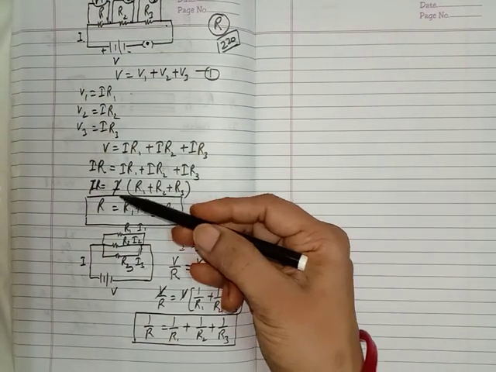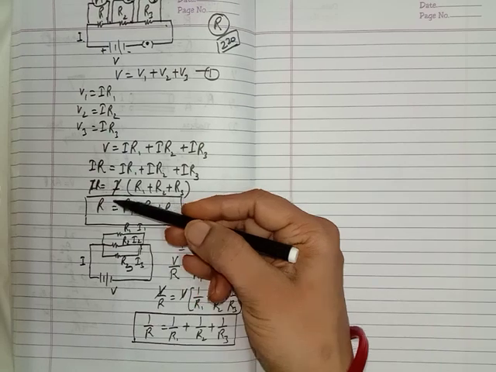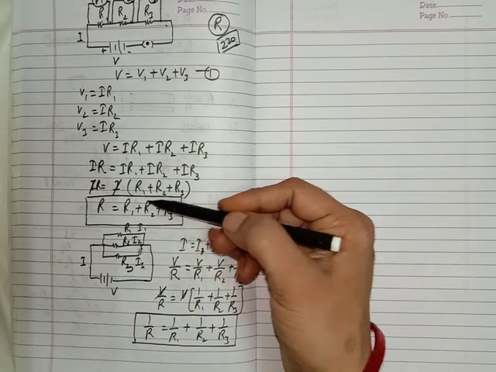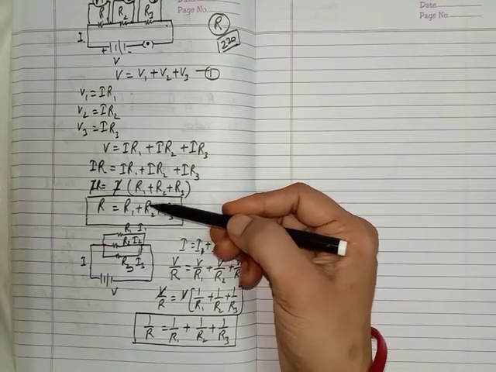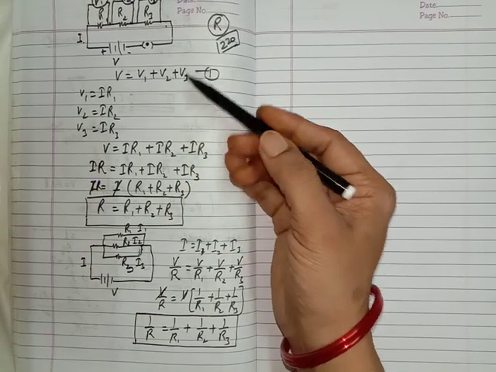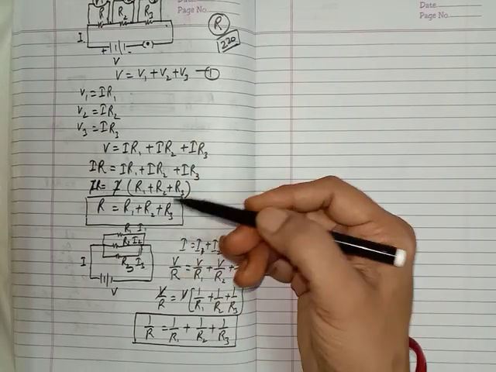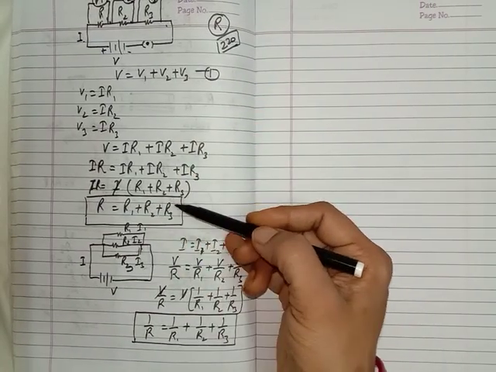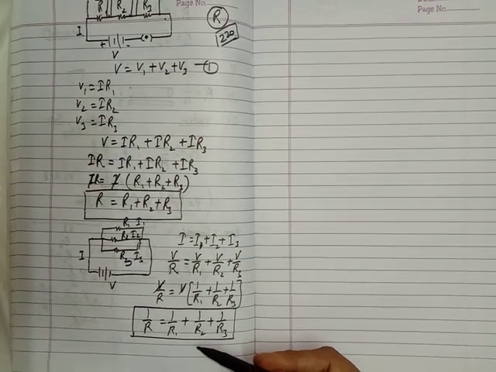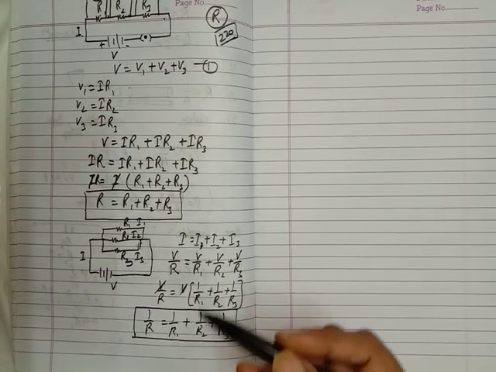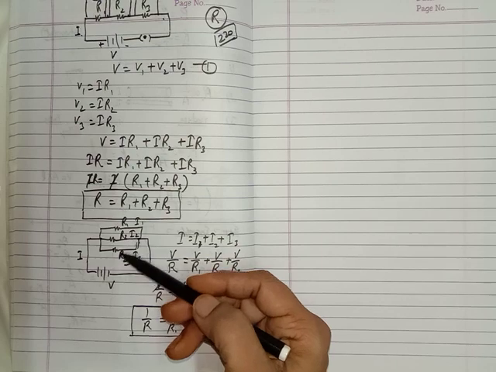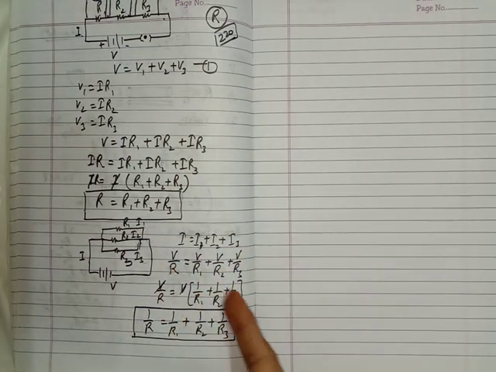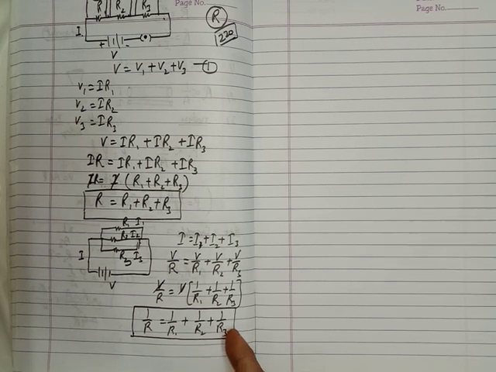For the series combination, the total resistance becomes higher as compared to all three resistors. If we connect the three resistors in a series combination, the total resistance becomes much higher as compared to these three. But in the parallel combination, the total resistance of the circuit is less than all the three resistors. Okay, this is the total resistance formula for the parallel combination.